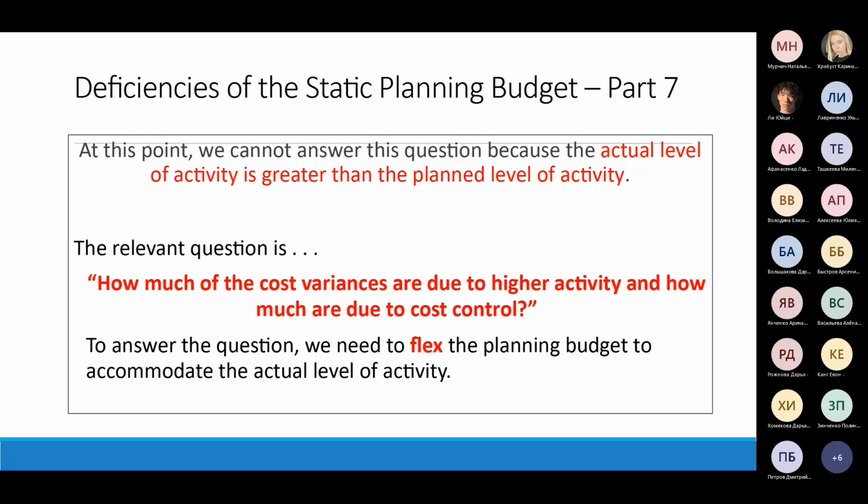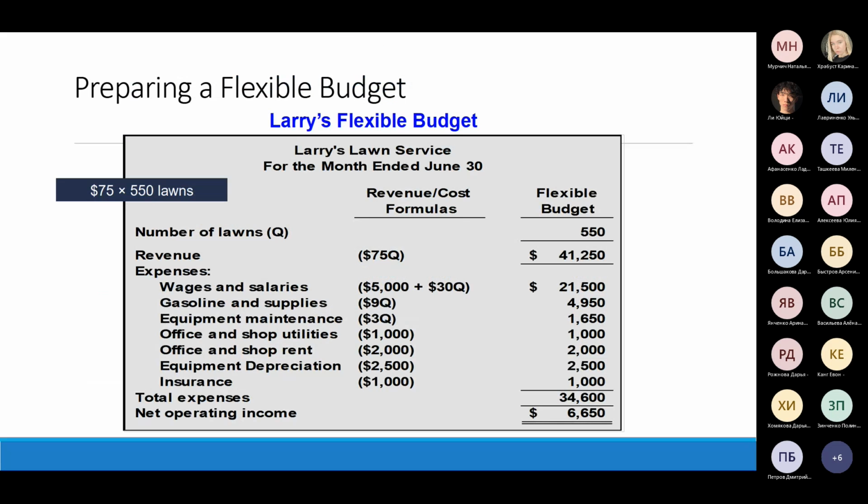So we need to flex our budget and decide whether Larry spent more than he planned because he had to provide the service for an extra 50 loans per month, or he spent more because he overused the cost in comparison with the budgeted values. To answer this question, we have to recalculate our budget using our new data. Therefore, Larry's flexible budget will be as follows. The flexible budget is based on his actual number of loans, and therefore all the expenses should be recalculated for the current level of activity.